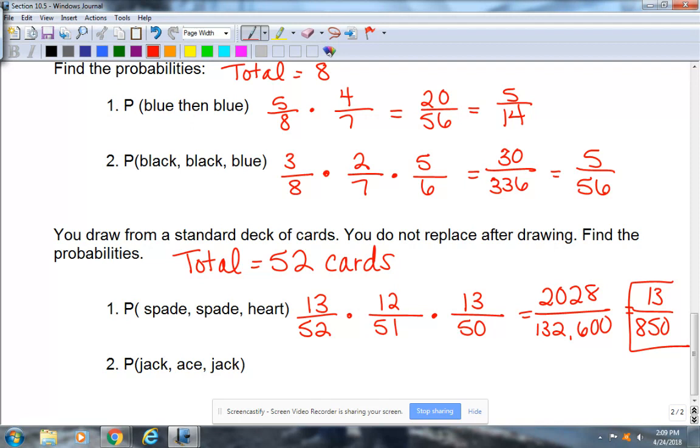So when y'all are making your quiz for tomorrow, I'm going to try to make sure that all your fractions will do math enter. Did you do 13 times 12 times 13 and get 2028?